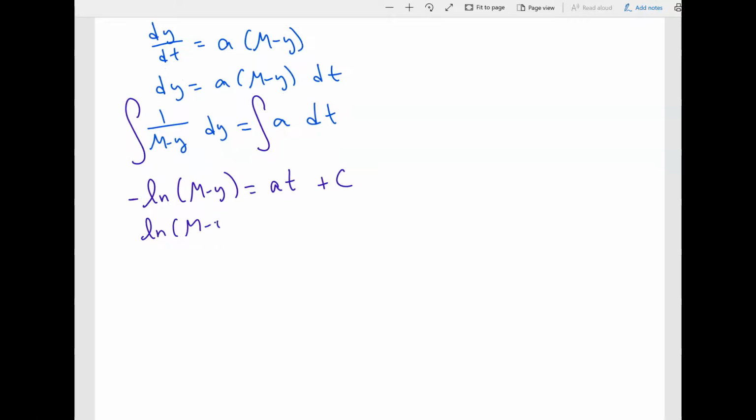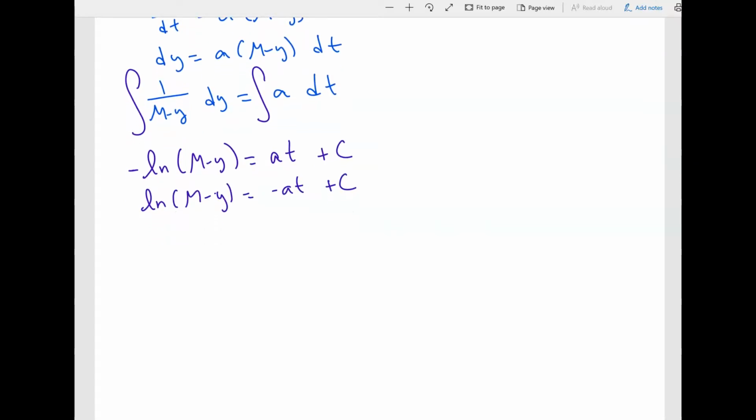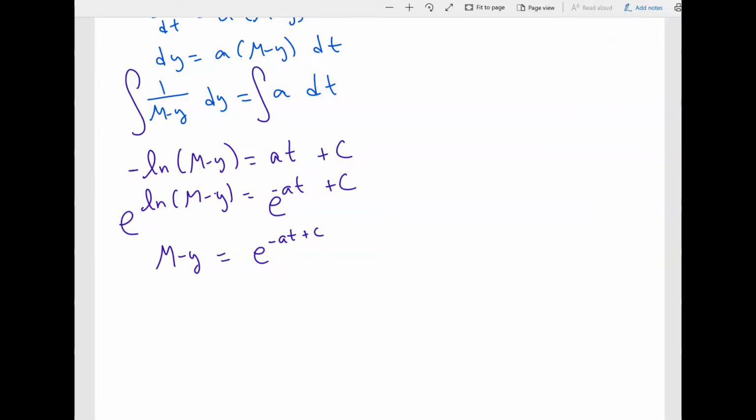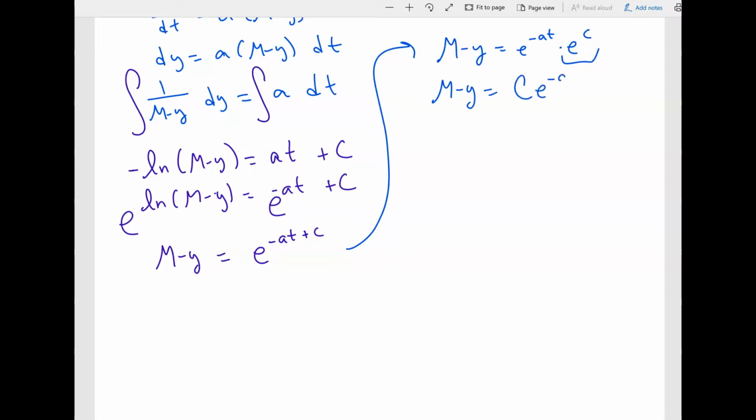Ln of m minus y is equal to negative a t plus a constant. This is still a constant. Exponentiate both sides. So we have that m minus y equals e to the negative a t plus c. Okay, we already know what this guy is. m minus y equals e to the negative a t times e to the c. This is just going to give me another c. So m minus y gives me c e to the negative a t. And then we're just going to subtract the m.